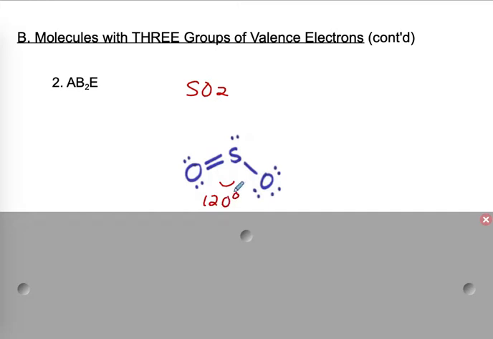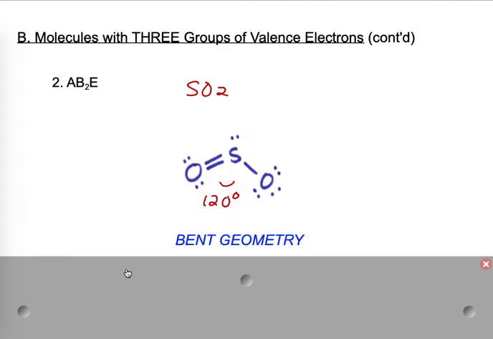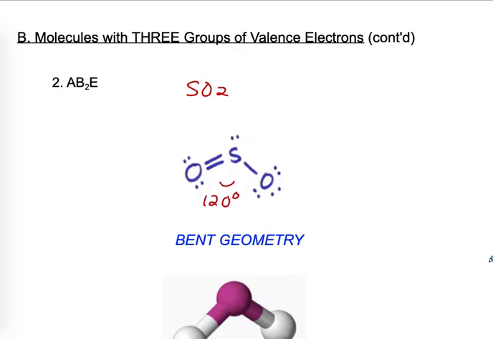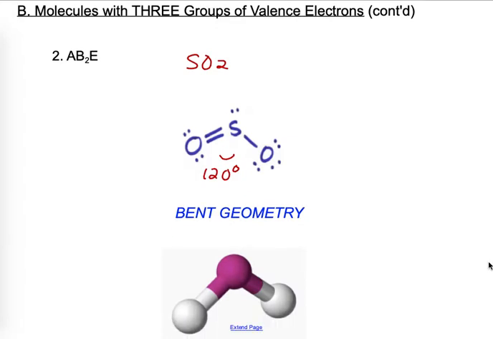Now, I can't call this trigonal planar because there are only two bonds, not three, but simply looking at the geometry, a good way to describe it is bent. Some books say angular, some books say V-shaped. Either one is fine. I call it bent.